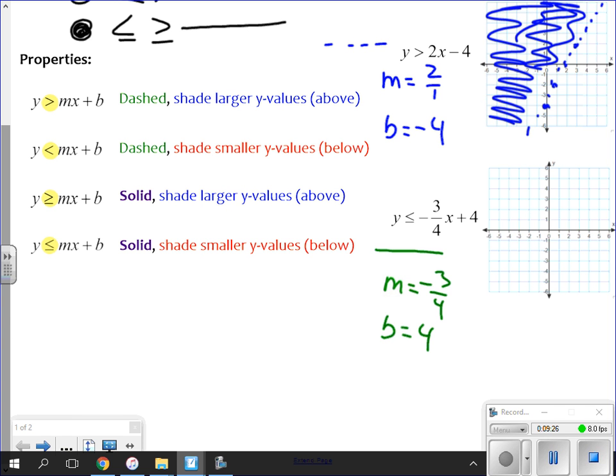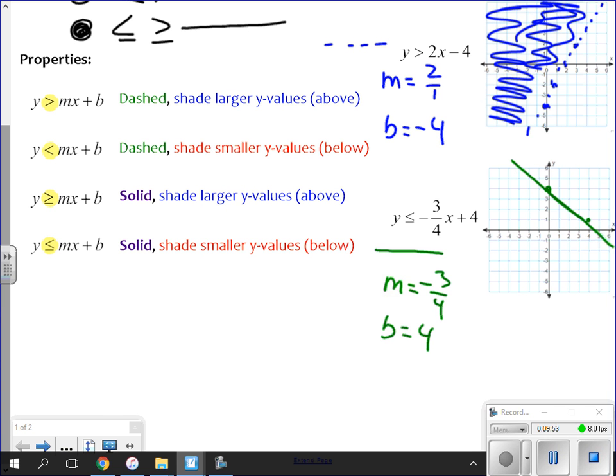I graph this just like I would a normal line. I go to 4. My slope is negative 3 over 4, so I go down 3. 1, 2, 3 over 4. 1, 2, 3, 4. And I can't really go down 3 and over 4 again. And I can't do it the other way. So these are my lines. And like I said, this one's a solid line.